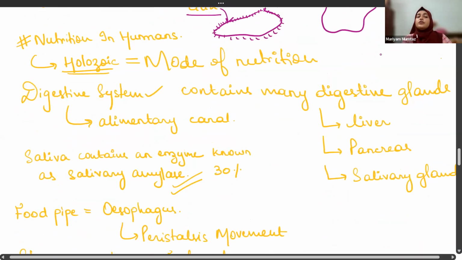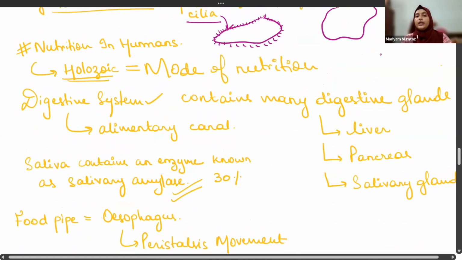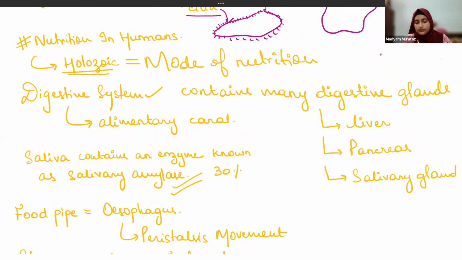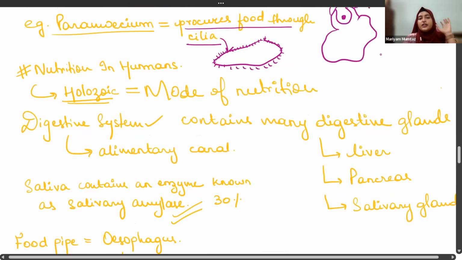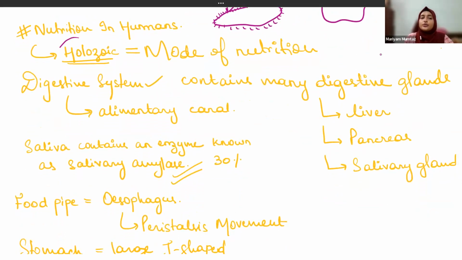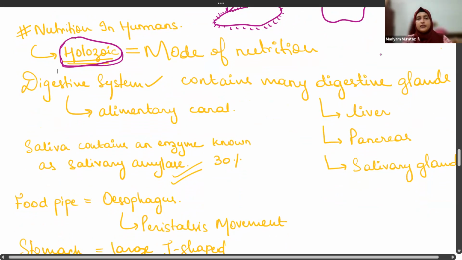Now let's talk about nutrition in us humans. How do we get our food? Ma'am, in decomposers, they decompose the organic matter and convert it into inorganic. Yes. Okay. Now in the case of nutrition in humans, our nutrition is known as holozoic mode of nutrition. Holozoic. Does anybody have any idea what is holozoic? Digestion taking place within the body. That is right.